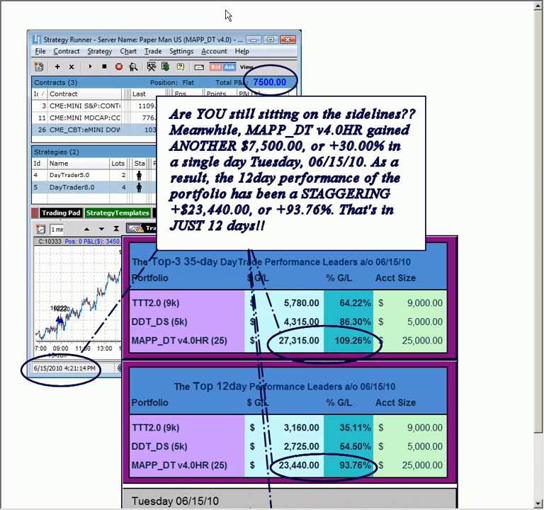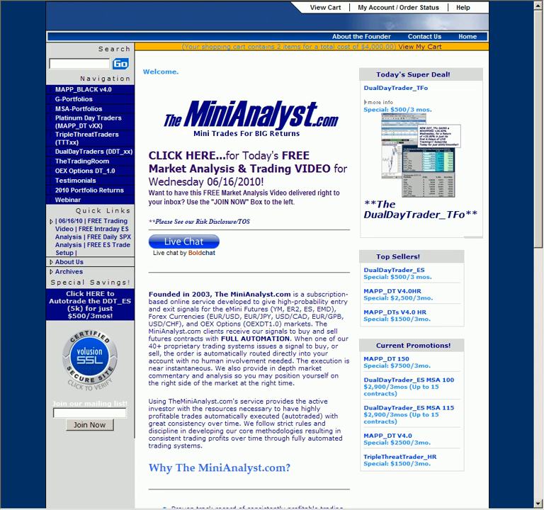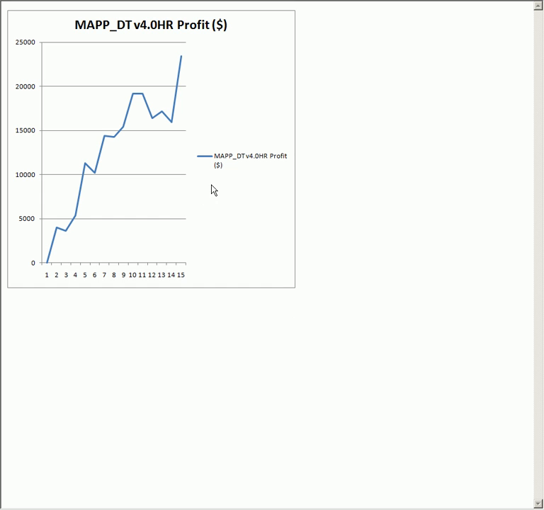And how have our day traders been doing? Well, look at that. We mentioned $7,500, another $7,500. Okay, there we go. So we went ahead and just plotted how the MAPDT, we've been talking about this portfolio for I don't know how long. Of course, it's one of our most popular portfolios. $25,000 portfolio. There is a smaller version, a $15,000 MAPDT-S version 4.0 HR.